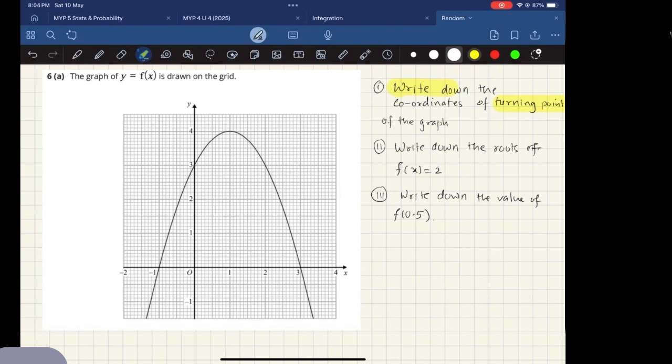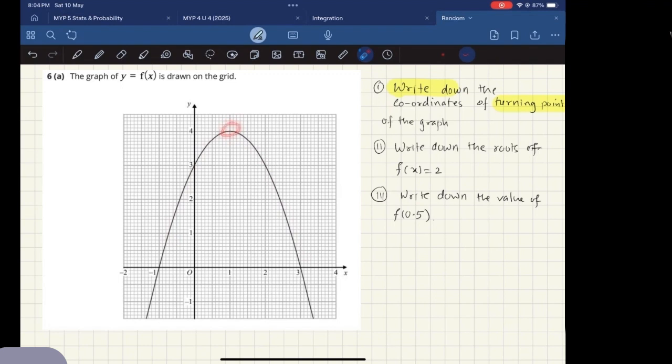What do you mean by turning point? The turning point is like when the line on the curve starts turning around. That's right. When the curve is turning. So basically, if you see the curve is going like this, then stopping here and coming down, this is the turning point that you have.